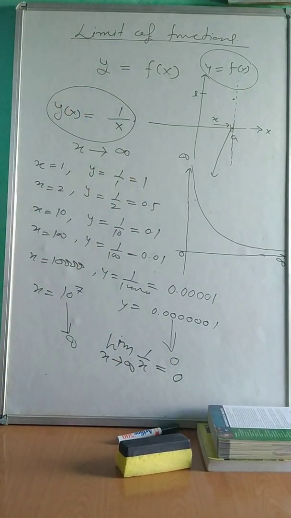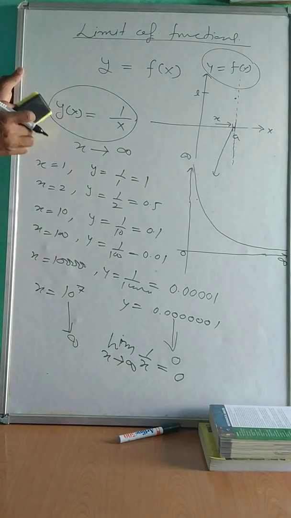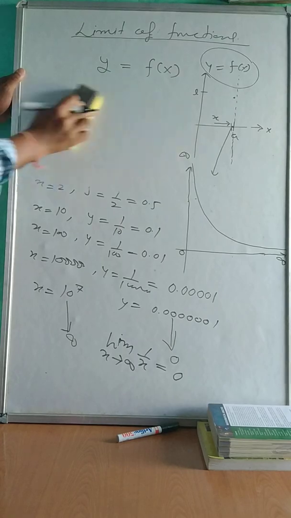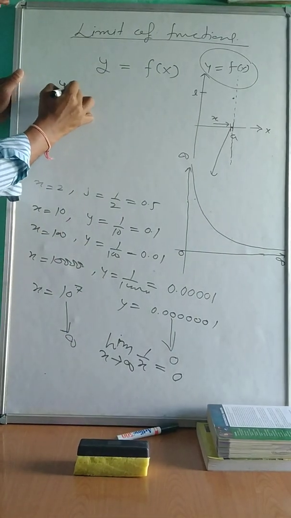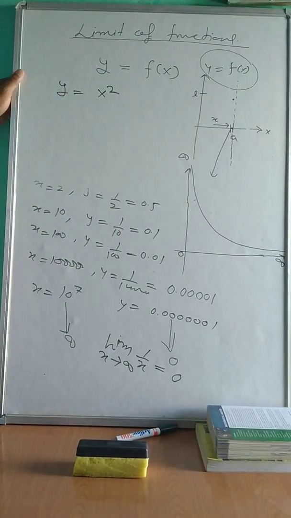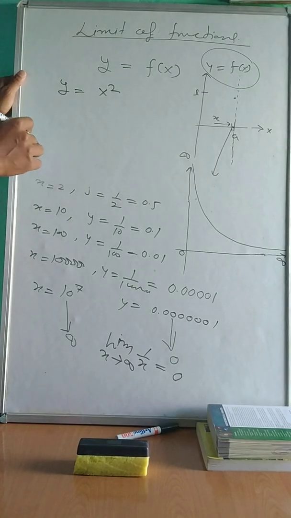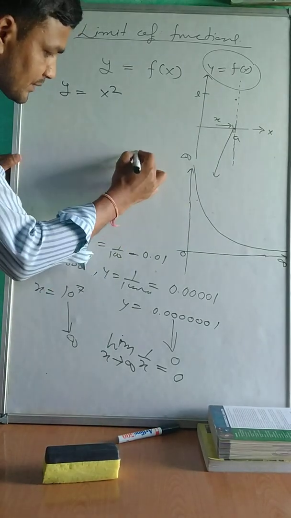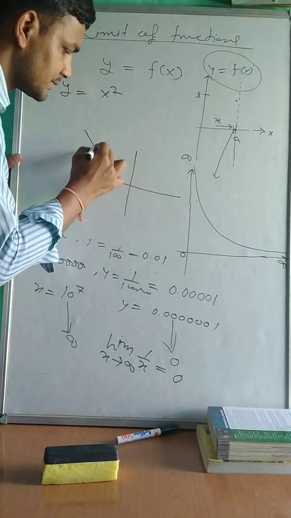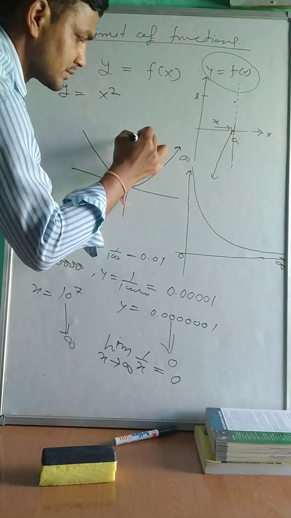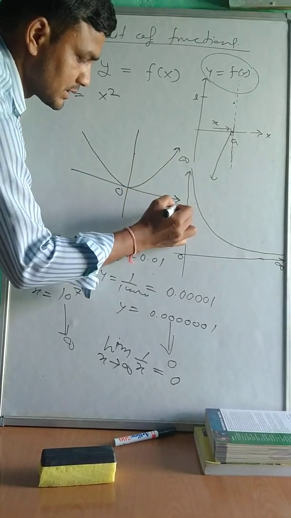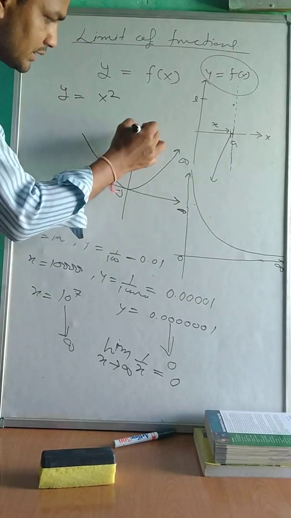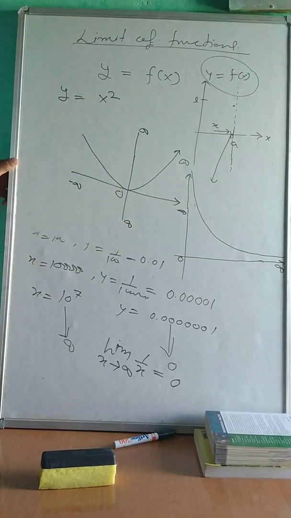Okay, we can take another example of the limit: y equal to x square. The graph of this example is this, the graph of x square. This is the positive side, tending to infinity, and this is the negative side.